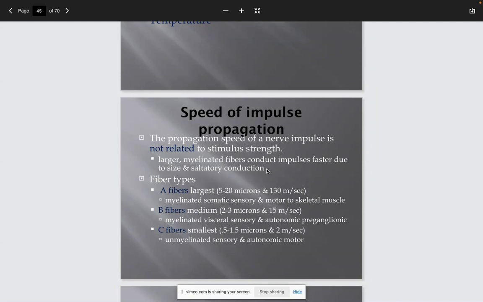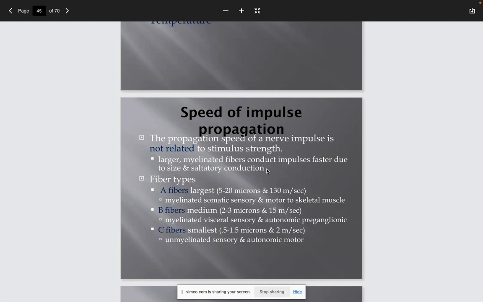And temperature, right? An increase in temperature would affect the speed of impulse propagation. So this just goes to show you that it's not the strength of the stimulus, it's more or less the parameters in which the stimulus is coming to.